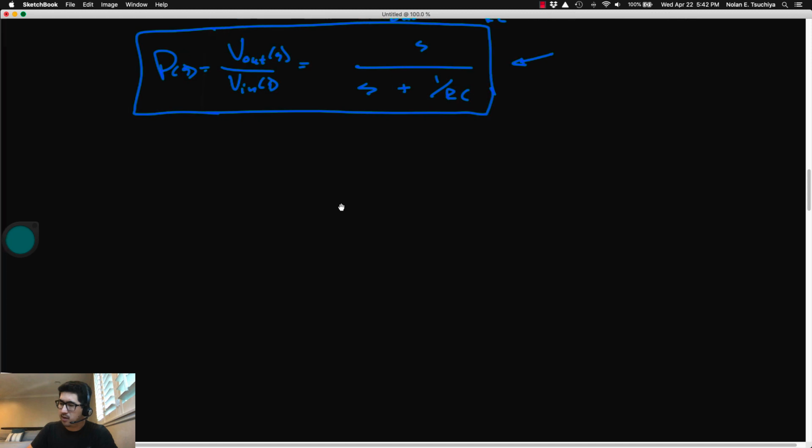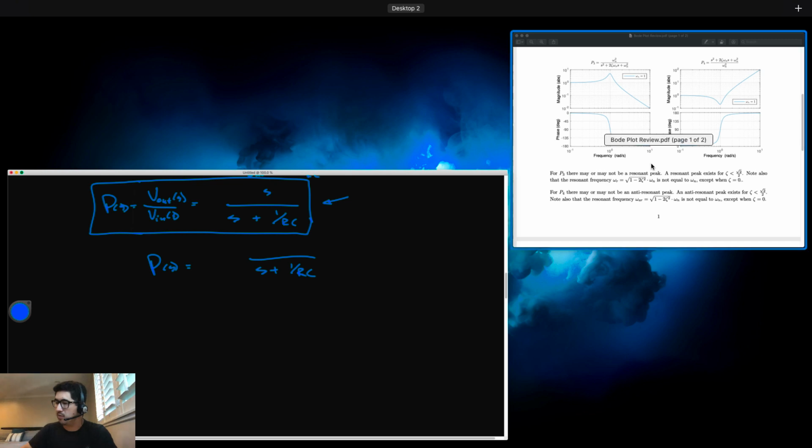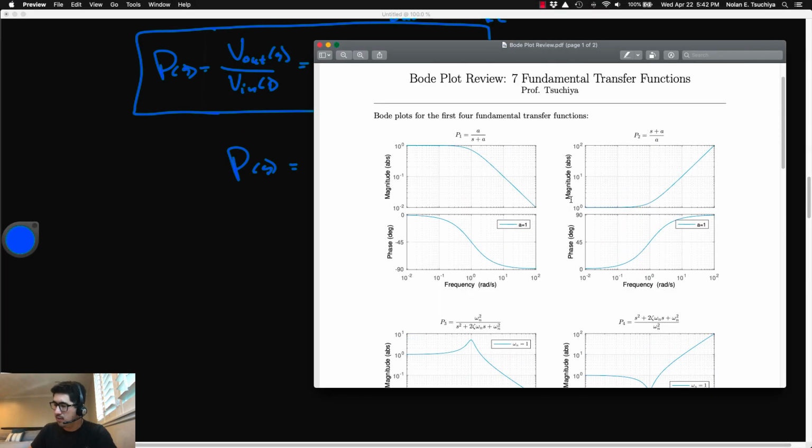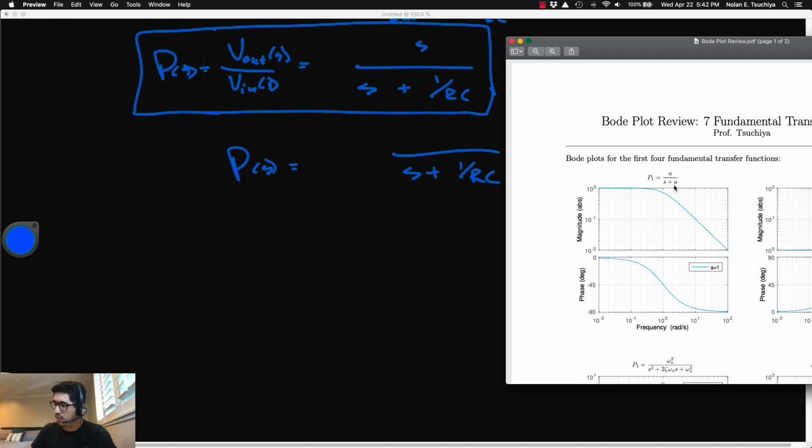And then on a line below, we can break this up a little bit. So P of s is equal to, now what I see is a first order denominator. So I've got s plus 1 over RC in the denominator here. Now if I'm going to compare this to one of those 7 fundamental transfer functions, this looks very much like P sub 1, a over s plus a, right?